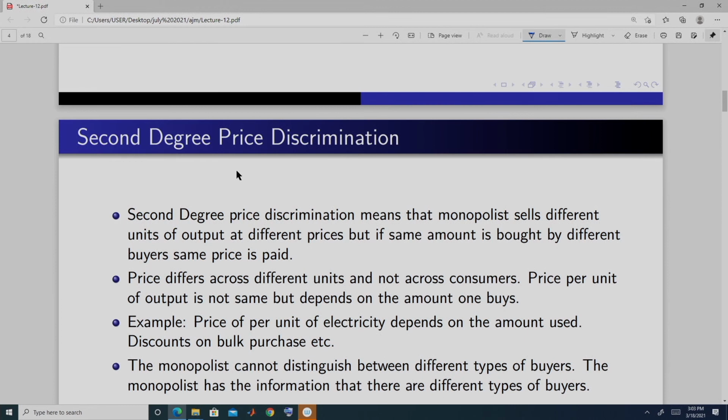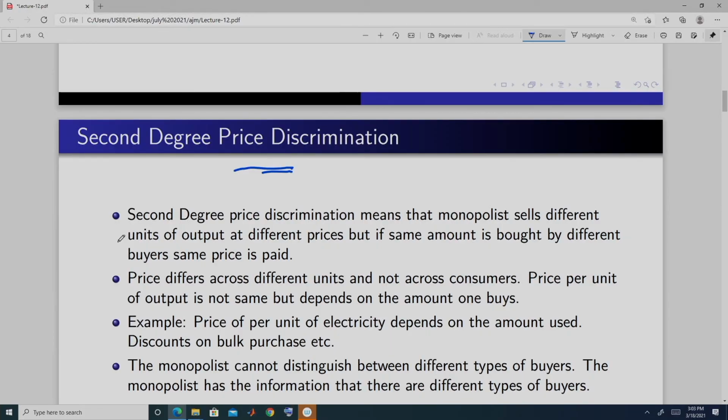Next, we move to something called second degree price discrimination. In the first degree price discrimination, what we have seen is that the monopolist can distinguish between the consumers, and also the monopolist knows who is of what type, and so the monopolist is able to extract all the surplus from the consumers, and it is very difficult to implement. It also requires a lot of information.